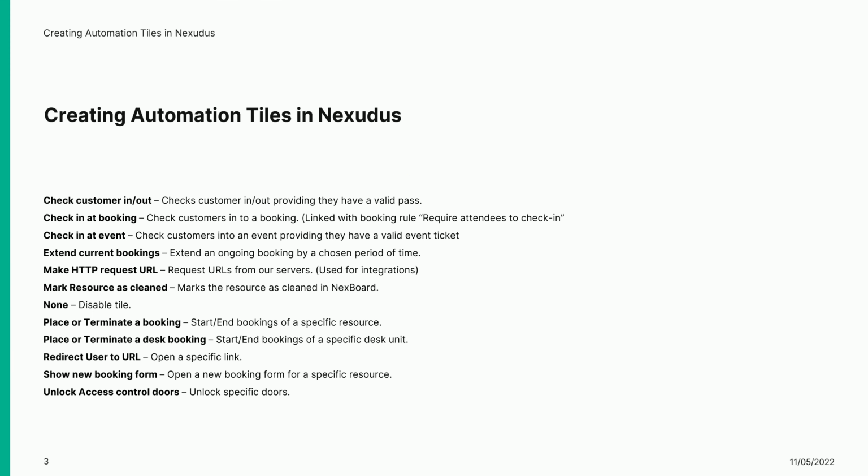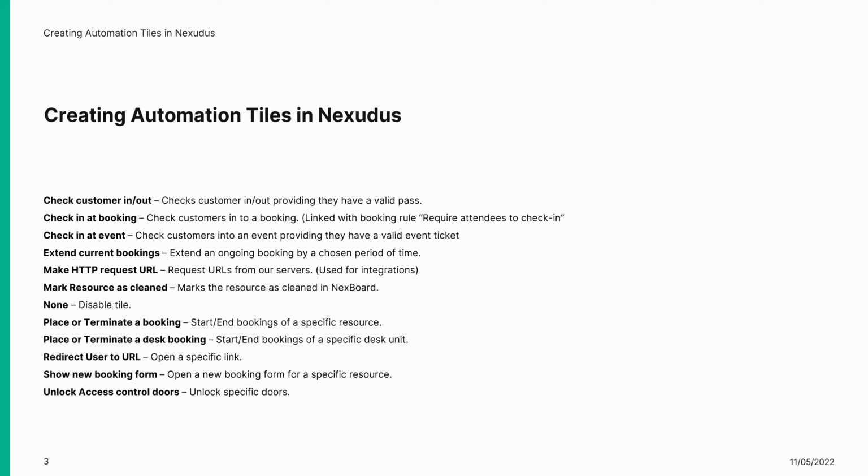Redirect user to URL. This will open a chosen URL when the tile is scanned. For example, you may have some sort of cafeteria menu that you wish for customers to access. You can set the tile to direct customers to a URL that contains this menu. This is a common process that became quite popular among restaurants in recent years.